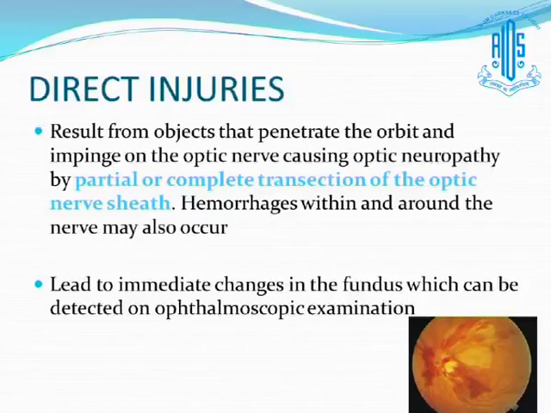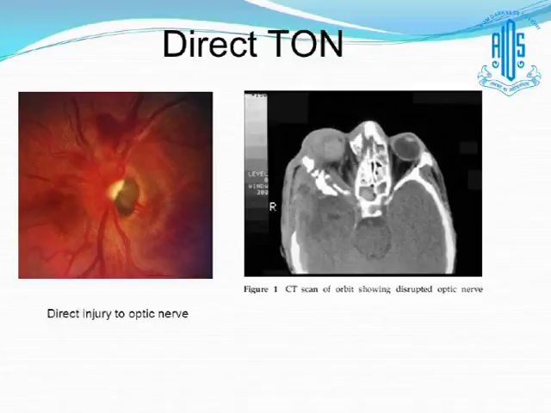Something about the direct injury. Direct injuries are not as common as indirect injuries. It results from an object that penetrates the orbit and impinges upon the optic nerve, causing optic neuropathy by partial or complete transection of the optic nerve sheath. Hemorrhages within and around the nerve may be seen. This leads to an immediate change in the optic nerve, which can be detected by ophthalmoscopic examination. As you can see in this case, there is a lot of hemorrhage around the optic nerve. This is how the optic nerve will appear with a direct transection, and this is the radiographic representation of the same.